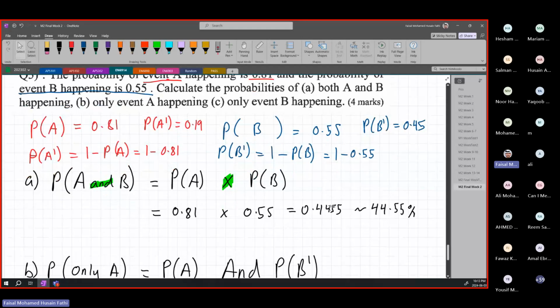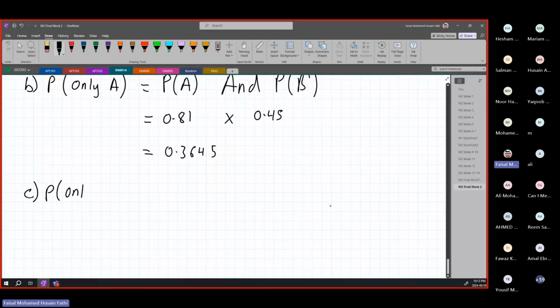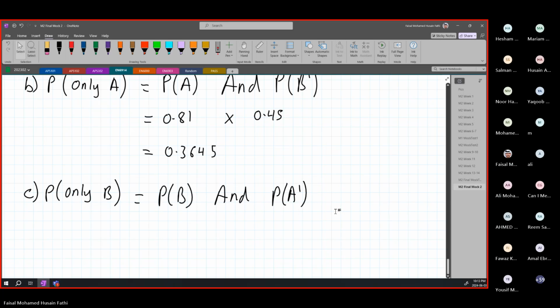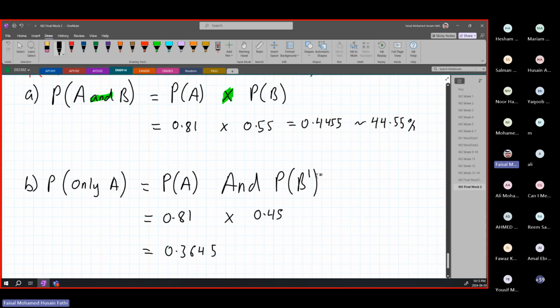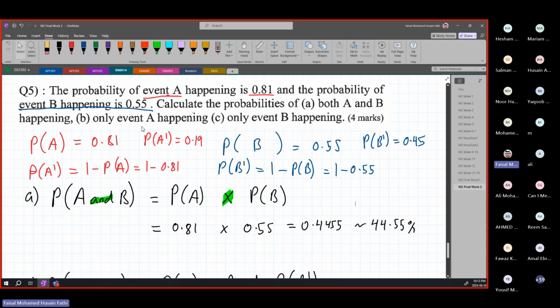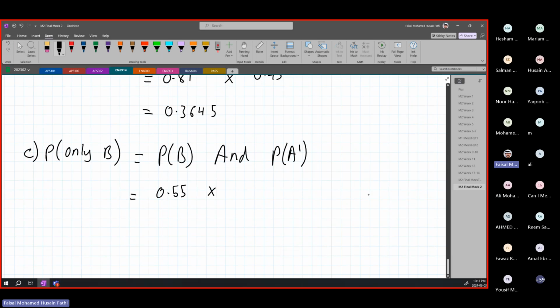Only event B happening. So now the case is of only B happening, meaning that we want B to happen and we want A not to happen. Okay? Meaning you have 0.55, which is the probability of B happening, and the probability of A not happening is 0.19. So 0.55 times 0.19 is going to be equal to 0.1045. All right, or this can be 10.45%.